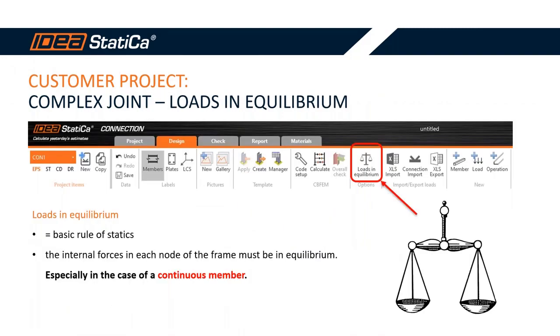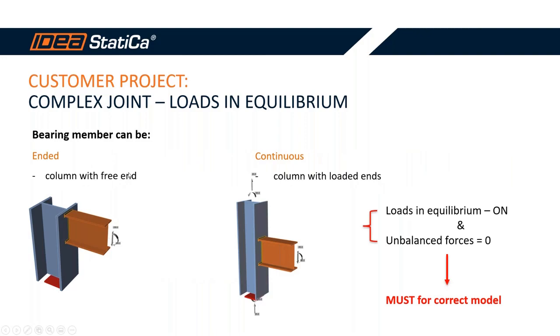Our next topic is about equilibrium, which is a basic rule of statics. You can find this option in the upper ribbon, and we recommend to switch it on, especially for a continuous member, because internal forces in each node of the frame must be in equilibrium. You know that one member of the joint is always set as the bearing one. On the left picture, it is this one, and on the right picture, it is this one.